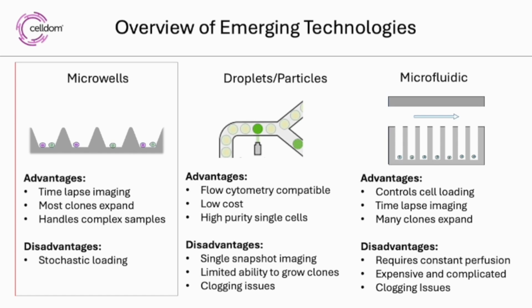The main disadvantage of microwells is the stochasticity in cell loading, which is driven by Poisson statistics and therefore leads to many microwells that are either empty or have 2 or more cells.